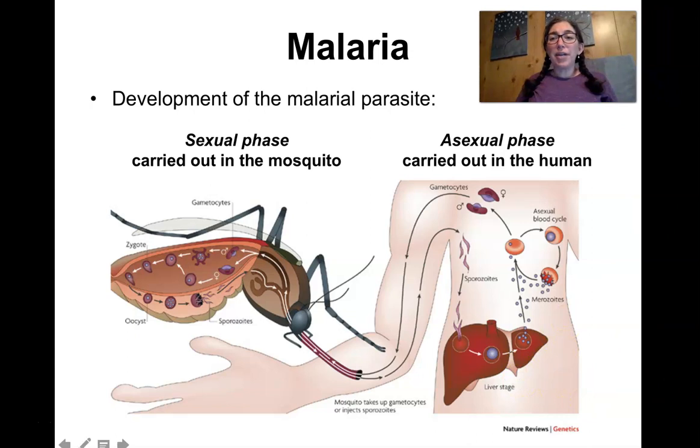So malaria as a protist, remember, a lot of protists have multi-host life cycles. They need 2 hosts.